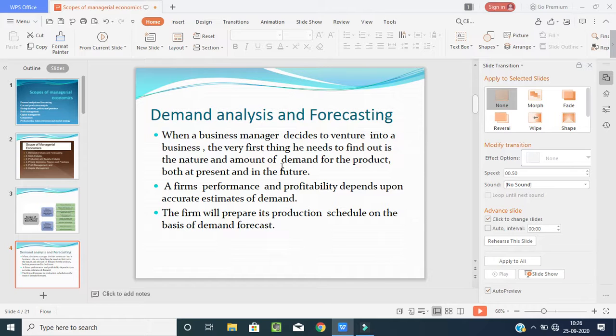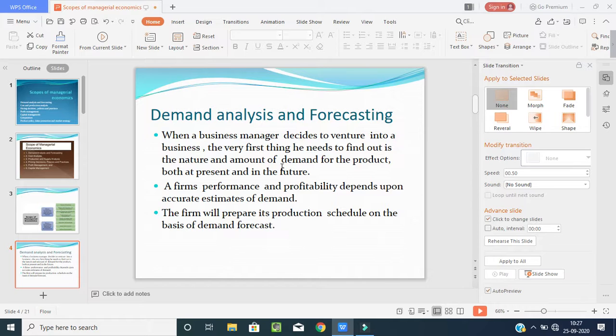Now see an example here. When a business manager decides to venture, that means start into a business, the very first thing he needs to find out is the nature and amount of demand for the product, both at present and in the future. So whenever a businessman or an industrial person or an entrepreneur wants to start a business, it is his primary duty to identify what sort of product is to be produced or manufactured, which is useful at present and in future. What is the nature and amount? How much amount, the quantity, the price of the product, the quality? All these things will come in this analysis.